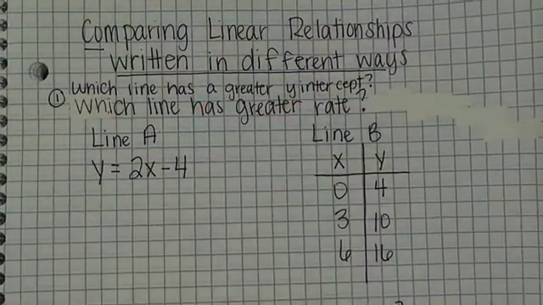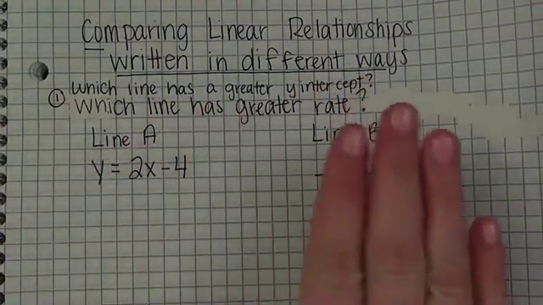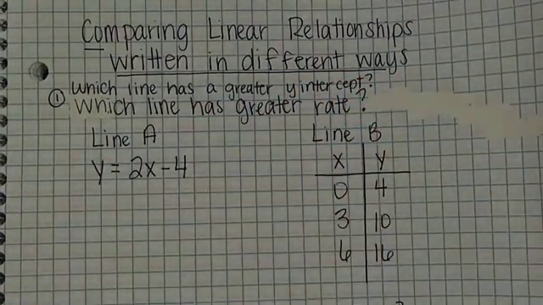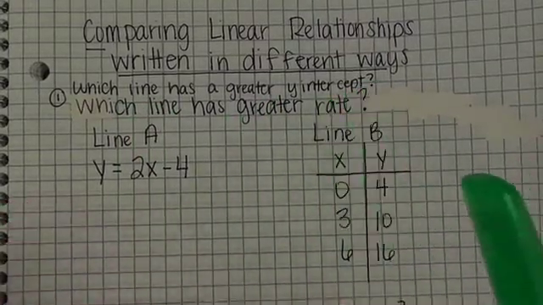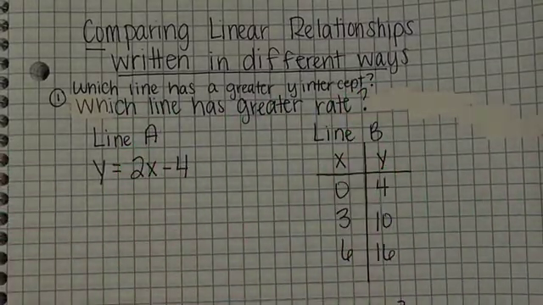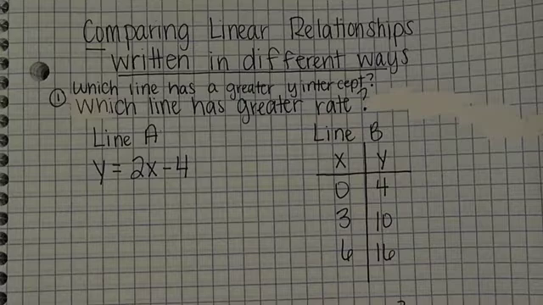Like I said, this video is with the idea that you know how to find all of those, and those other videos go more in depth. So here we go. It says, which line has a greater y-intercept? Well, we have line A and we have line B, and they're not even written in the same form.